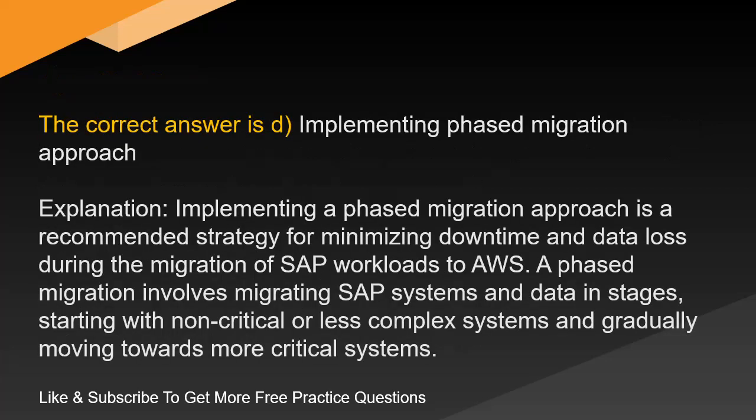The correct answer is D. Implementing phased migration approach. Explanation. Implementing a phased migration approach is a recommended strategy for minimizing downtime and data loss during the migration of SAP workloads to AWS. A phased migration involves migrating SAP systems and data in stages, starting with non-critical or less complex systems and gradually moving towards more critical systems.